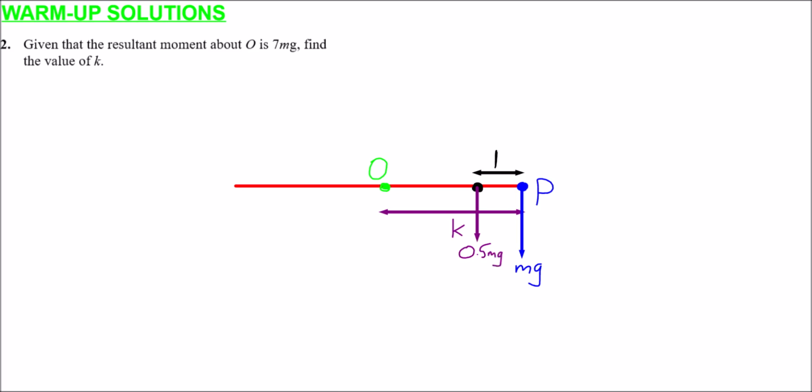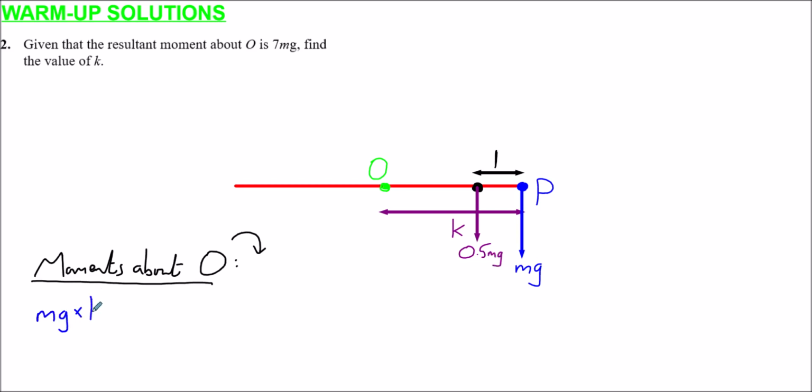Relative to O, if we take moments about O, we should be able to work out what we need. Relative to O, all the moments are clockwise. There are 2 forces, 2 weights, 0.5 mg and also mg. So all moments are going to be clockwise. Let's start with P. P is k meters away, and P is a weight, a force of mg. So the magnitude is mg, multiplied by k. So that's mg multiplied by k.